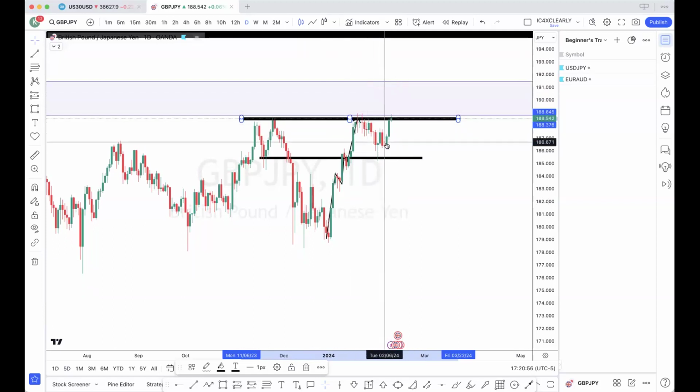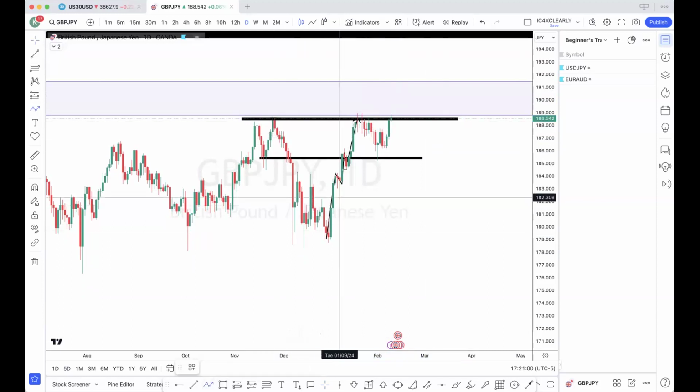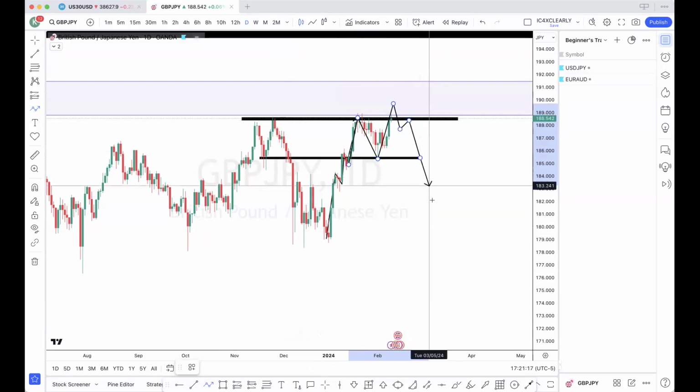So because I'm following market structure, I'm expecting price to pull back. This was the last swing. So now I'm expecting price to either come up, create a double top, or sweep the top, pull back in, and then sell back down to here, maybe even down to here.